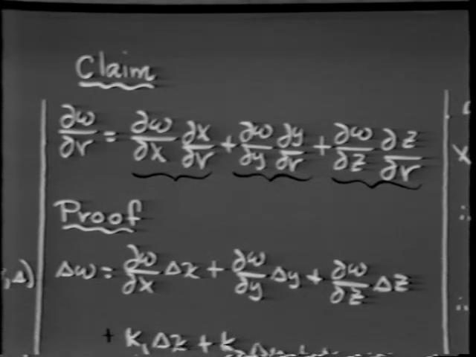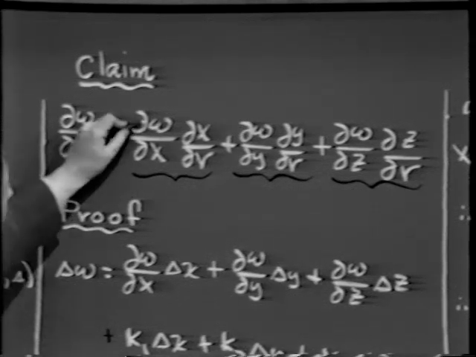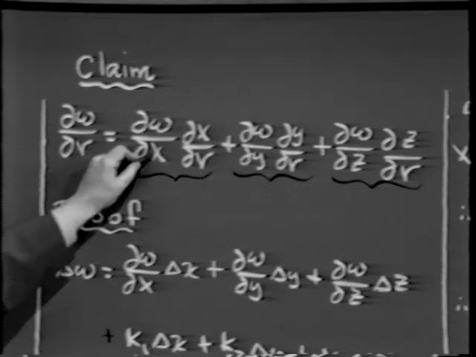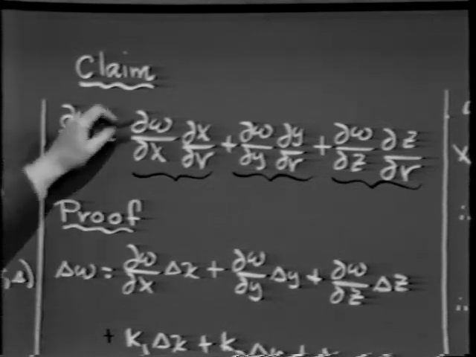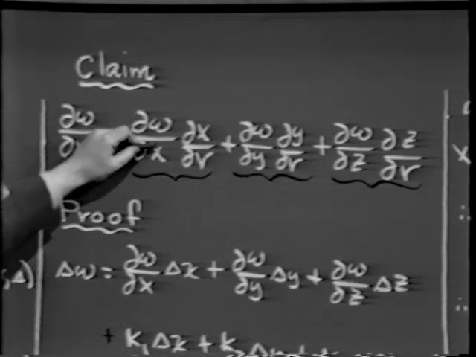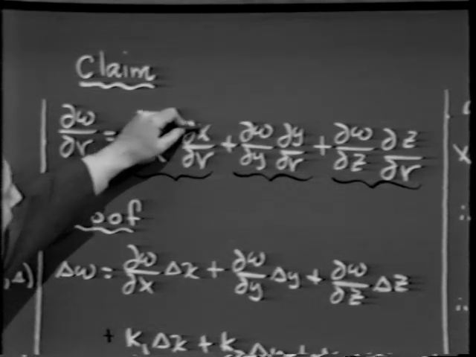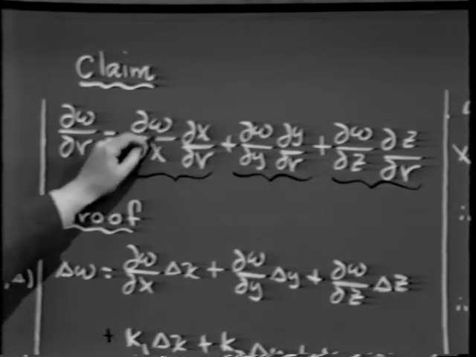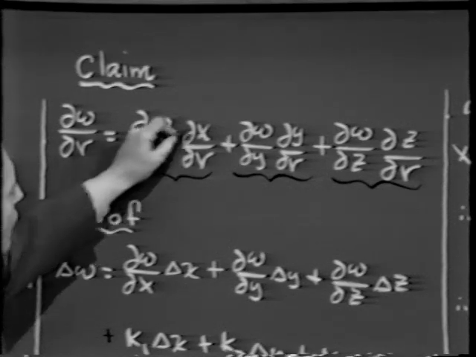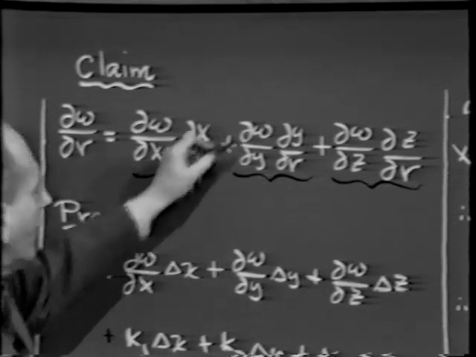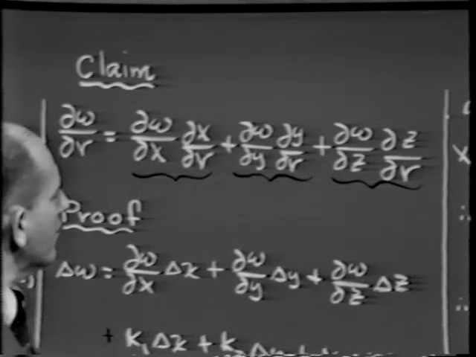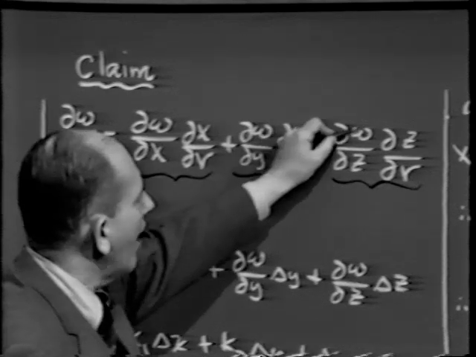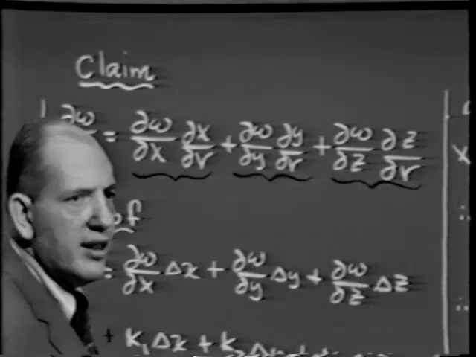In a way, can you sense that this is nothing more than the change in w with respect to r due to the change in x alone? In other words, you're taking here what? The change in w due to x and multiplying that by the change in x with respect to r. So this is the contribution of the change in w with respect to r due to x alone. On the other hand, this is the partial of w with respect to r due to the change in y alone. And this is the partial of w with respect to r due to the change in z alone.